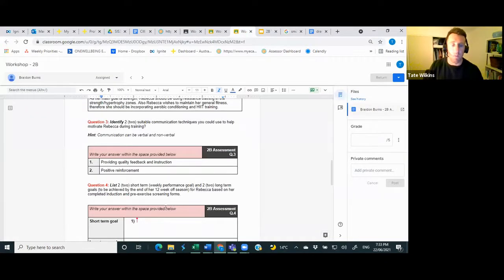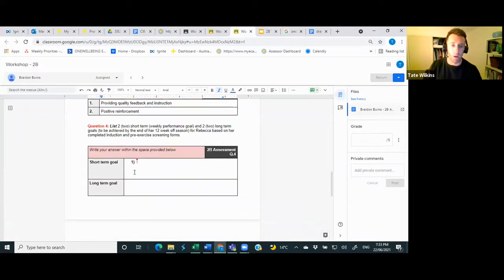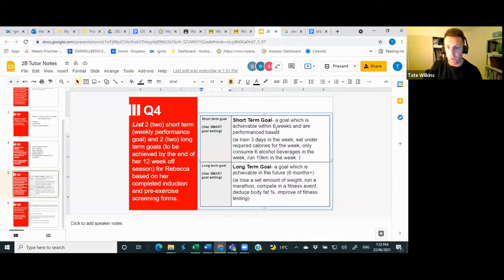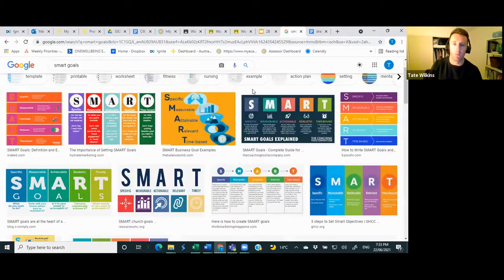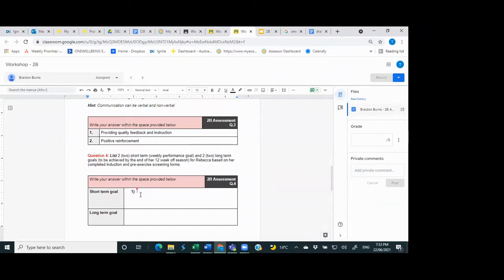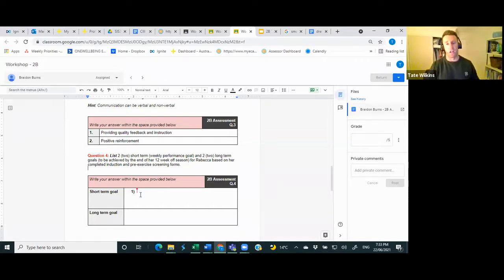So one for strength, one for endurance, for cardio. For her, short term, we're looking at roughly 6 weeks. And for strength, this is a bit hard to do for this lady because I don't know what her goals are. It's not giving us any results or anything, so I don't know if her deadlift was 50 kilos or 100.